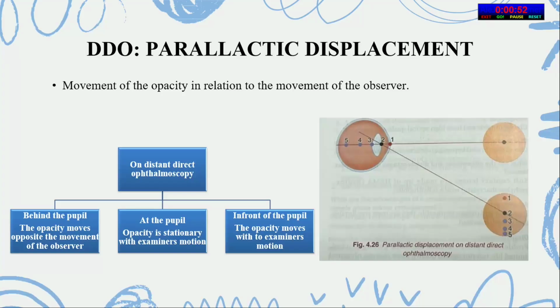There is a concept of parallactic displacement where if the opacity is behind the pupillary plane, it will move opposite to the movement of the observer. If it's in front, it will move with the movement of the examiner.